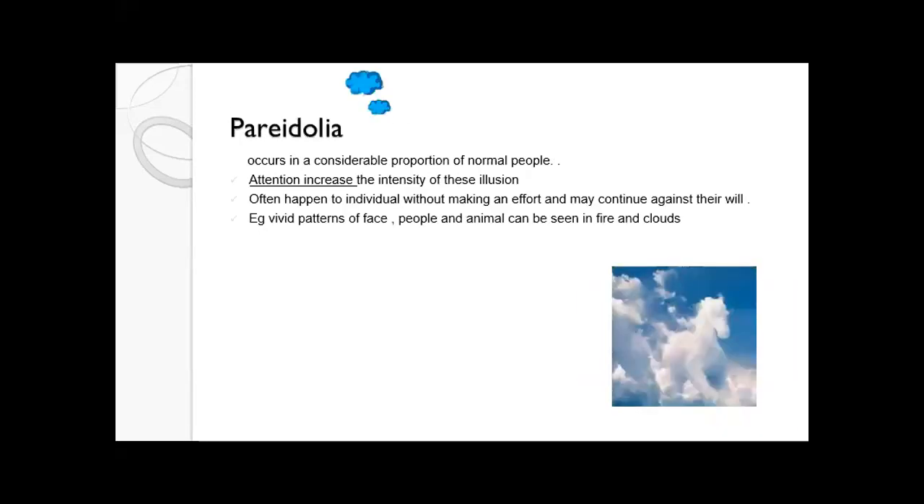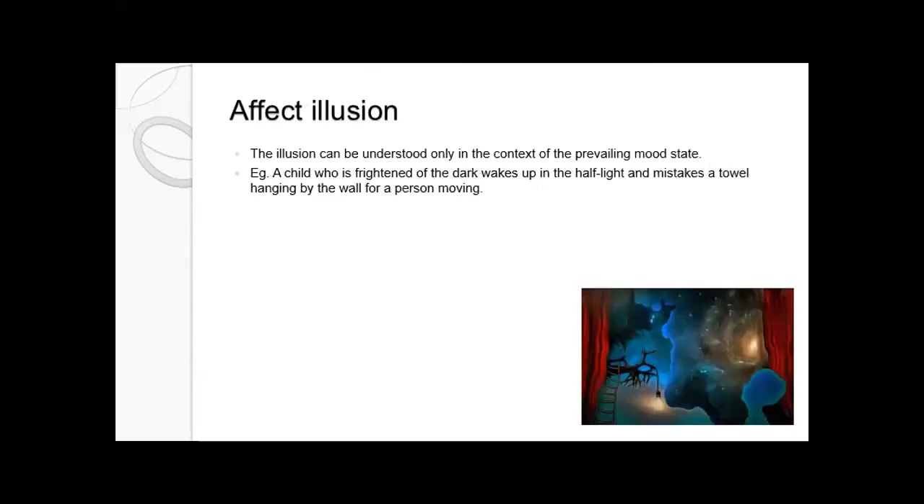In contrast, pareidolia illusion increases with our attention, often happens to individuals without making an effort and may continue against their will. Example, vivid patterns of faces and people and animals can be seen in fire and clouds. Then third is affect illusion. This illusion basically depends on the prevailing mood state of the person. A child who is frightened of the dark wakes up in the middle of the night and mistakes a towel hanging by the wall for a person moving.